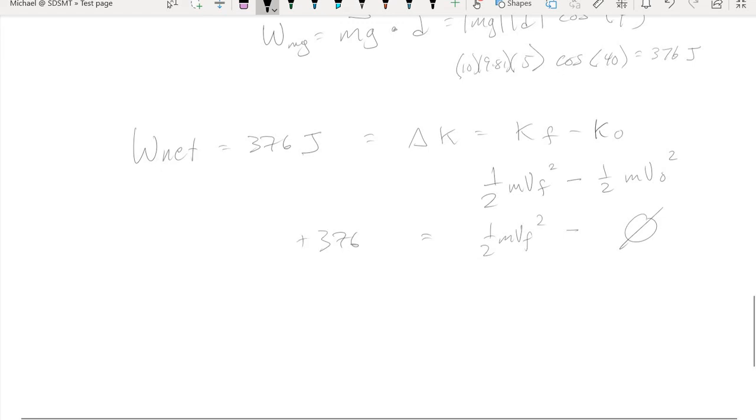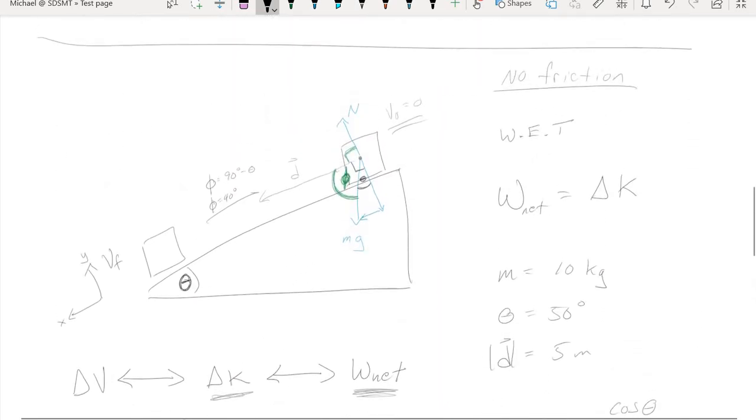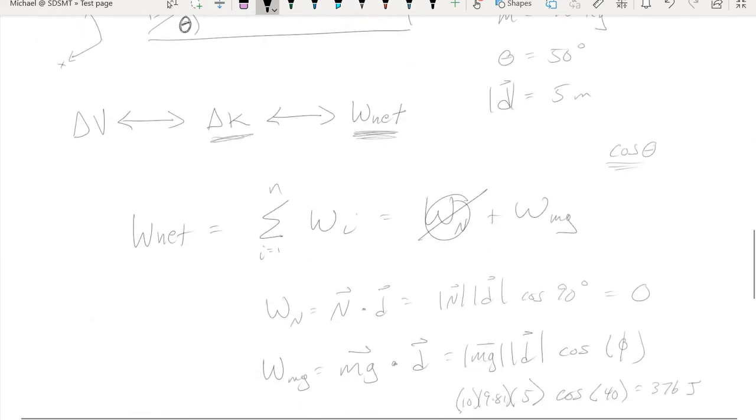The work was positive, so we should see an increase in the speed of the block as it slides down the incline. That makes perfect sense. We solve for the final speed. Again, I'm using the word speed because the best that we can do in going backwards in the math here is to get the magnitude of the velocity. But we should know with pretty good certainty that the final velocity is going to be in the downhill direction. So if we had to assign a direction to that, it would be positive.